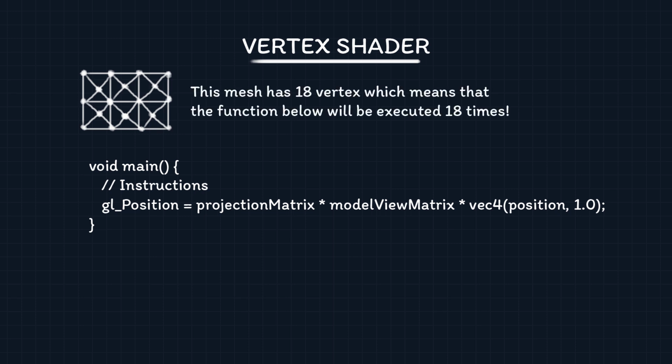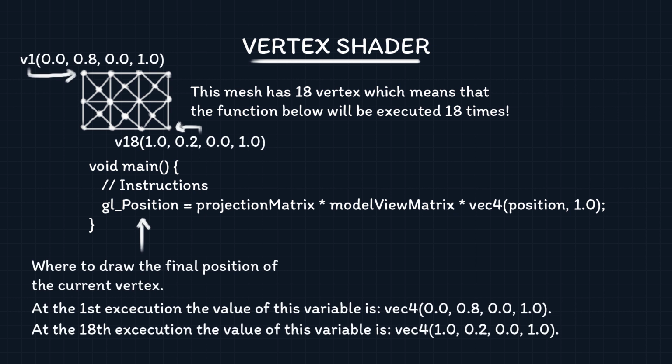Furthermore, this function will be executed as many times as the number of vertices that compose the mesh. So for example, if you create an object that has 500 vertices, the vertex shader will execute this main function 500 times to put every one of them at the right position. Now within this main function we must set a value to the built-in variable gl_Position, and as its name suggests, it's where each vertex's coordinates are stored.